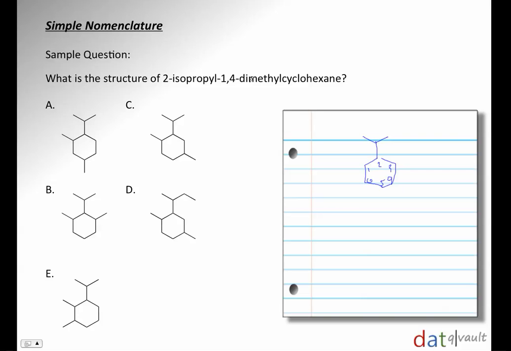So we're going to put a methyl group at both the 1 and the 4 position of the cyclohexane. So now let's see if this molecule matches any of our answers. And of course it does. Answer C looks to be the same structure as the one we've drawn. So we're going to answer C.